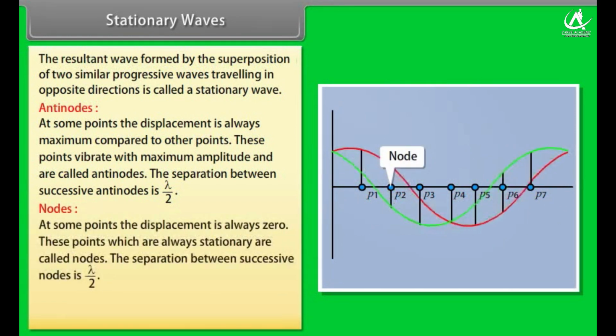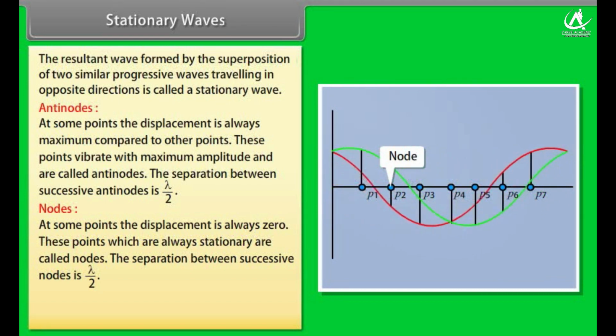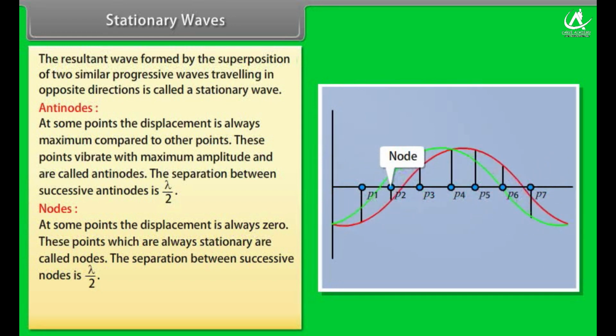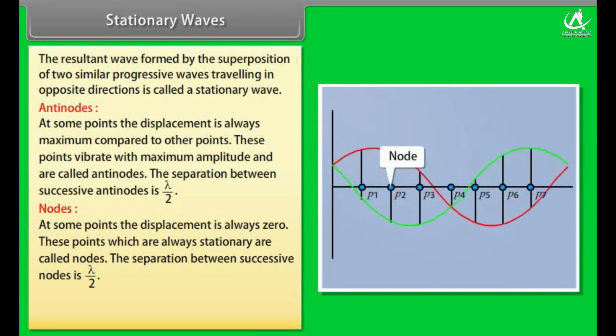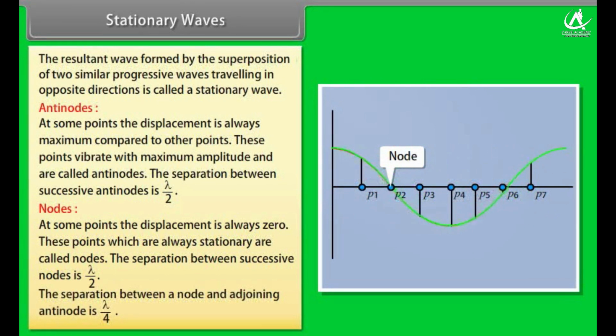Nodes: at some points, the displacement is always zero. These points, which are always stationary, are called nodes. The separation between successive nodes is lambda by 2. It is observed that the separation between a node and the adjoining antinode is lambda by 4.